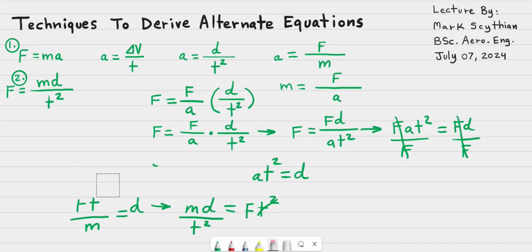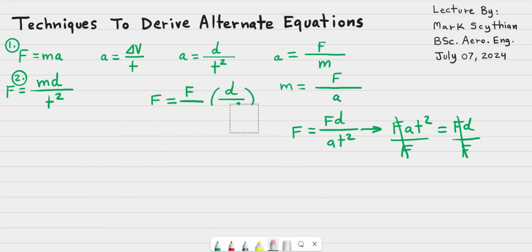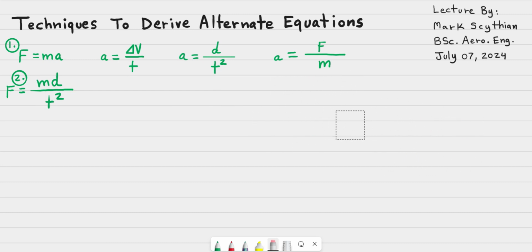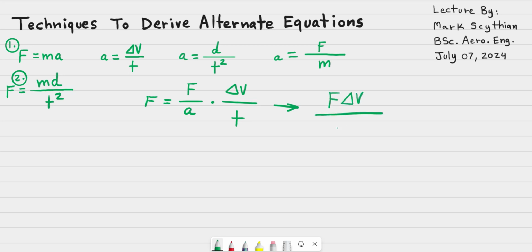So all we have left is the delta V over T to derive an alternate equation from. So we could take force is equal to F over A times delta V, change in velocity over time. So this becomes force times the change in velocity divided into AT equals F.